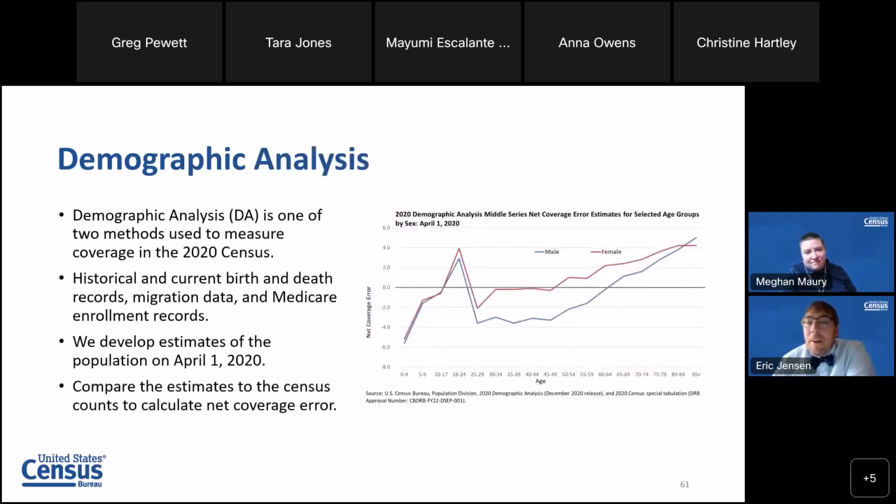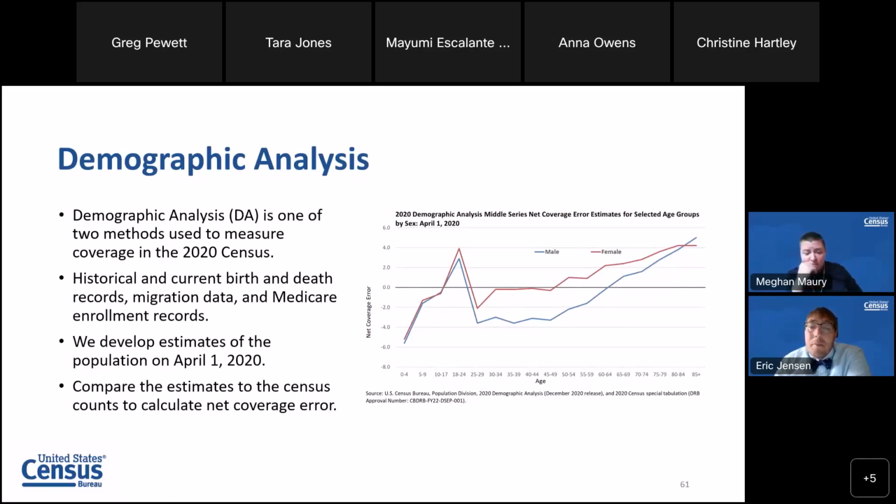So you're right. The demographic analysis is a program where we develop special population estimates that are used to evaluate the quality of the census. So it's one of 2 methods that the Census Bureau uses to measure or to estimate net coverage error in the census. The other method is the post-enumeration survey. And for demographic analysis, we use current and historical birth and death records, data on international migration, and also Medicare enrollment records to produce national level estimates of the population that are completely independent of the census that we're evaluating.